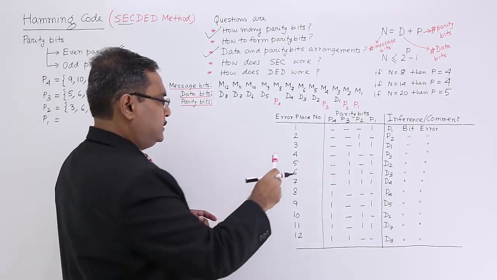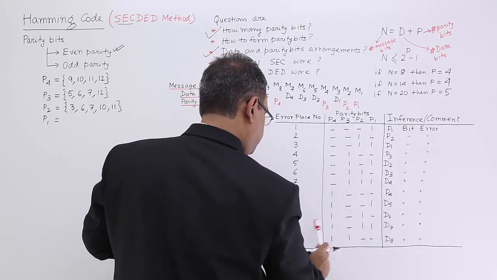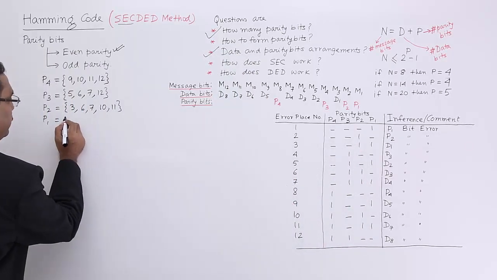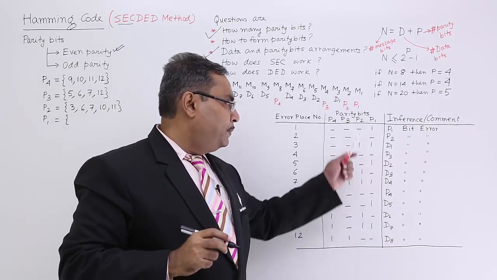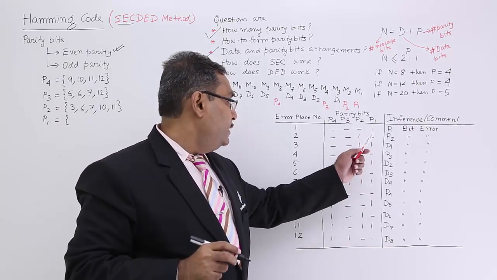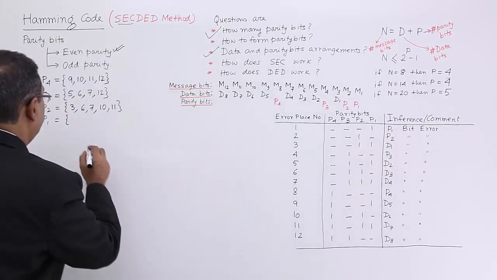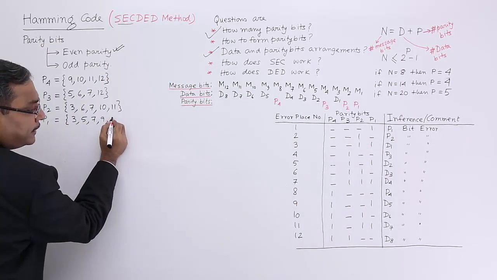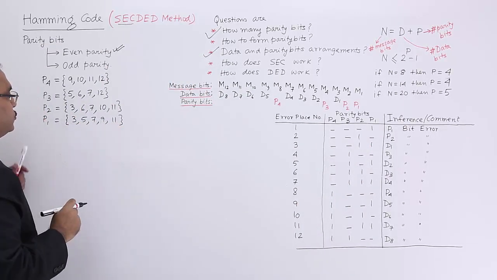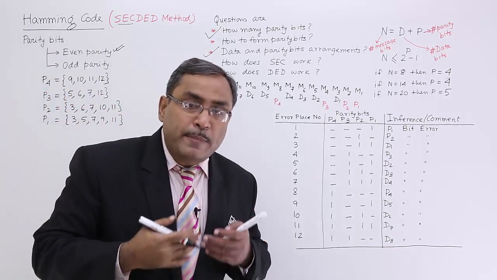So let me check once. It is 3, good. 6, 7, good enough. 10, 11. Now for P1. Obviously it has occurred for the odd place numbers 1, 3, 5, 7 in this way. But one place is containing a parity bit, so I shall ignore that one. So I shall be remaining with 3, 5, 7, 9 and 11. So these are the place numbers. Now the place numbers for what? Place numbers for the message bits.